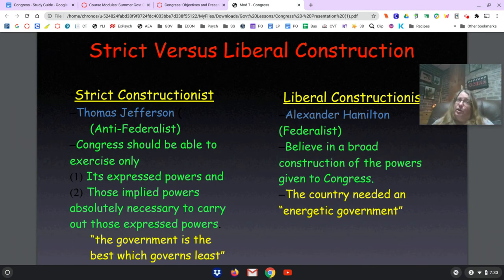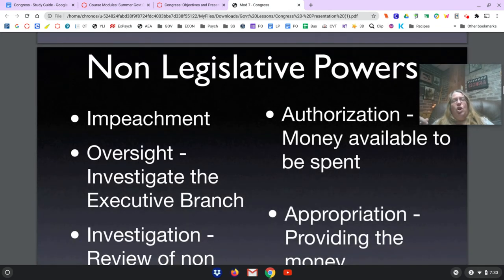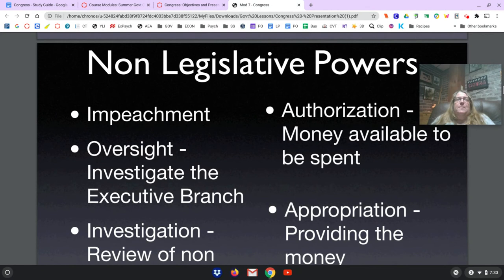That's why most of the bills are now passed under Article 1, Section 8, Clause 18, the necessary and proper clause. The last section I want to talk about is non-legislative powers. This is that third category. They're not specifically stated in Article 1, Section 8, but they are in Article 1. We know that Congress has the power of impeachment. That is stated in Article 1. This means that Congress can impeach the president or Supreme Court judges.